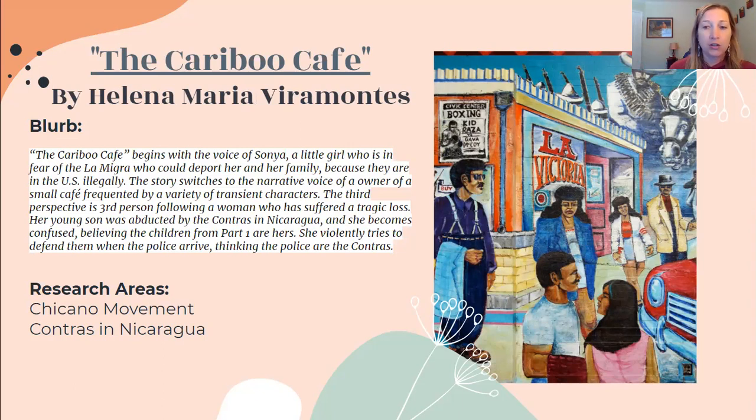And she believes that the children, Sonia and her little brother, are her children. And so she gets into this confrontation with the police, thinking that the police here in the United States are the Contras. And so this story is complex. If you do this, you'll want to research some of the things that really factor into the story, the Contras in Nicaragua, what's that all about? And she is associated with the Chicana movement.